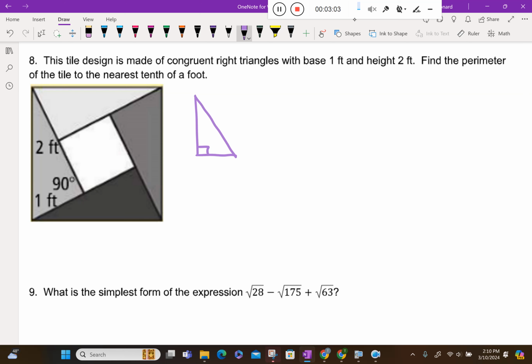We're being told these are all right triangles, and the base of each right triangle is 1 foot wide, while the height is 2 feet tall. So each of these different triangles is really a congruent triangle. So you've got 4 triangles. We're asked to find the perimeter of the tile. Well, notice the perimeter of the tile is made up of each hypotenuse. So there are 4 hypotenuses. So we've got the perimeter is 4h.